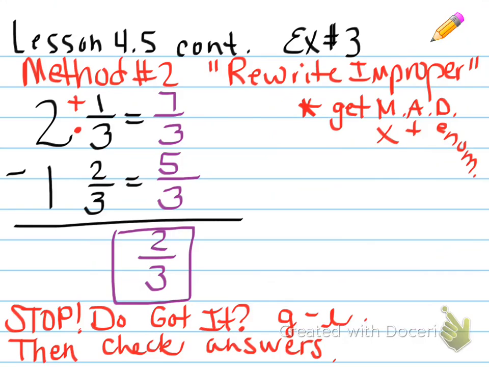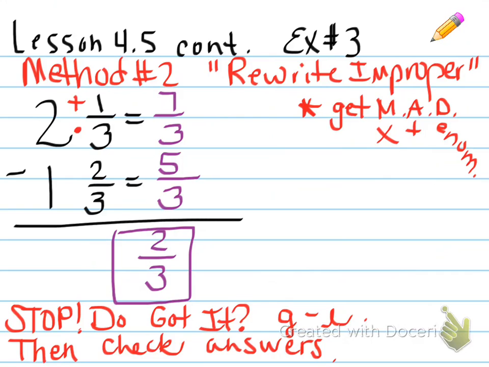So now in the purple writing, I've shown you 2 and 1/3 has been changed to 7/3. 1 and 2/3 has been changed to 5/3. Now I can perform the subtraction because 7/3 minus 5/3 is 2/3. So method number 1, the answer was 2/3. Method number 2, the answer was 2/3. So it doesn't matter which one you use, it will still yield the same answer.